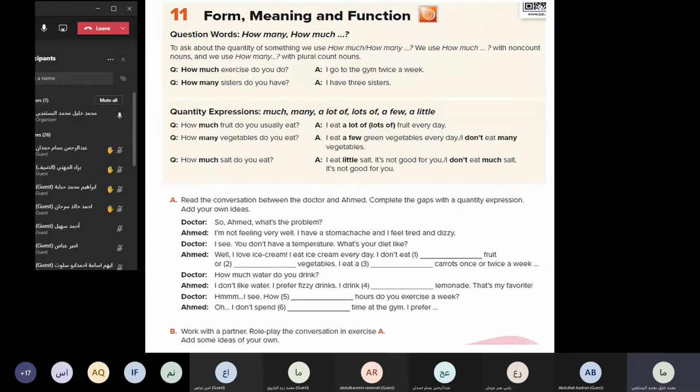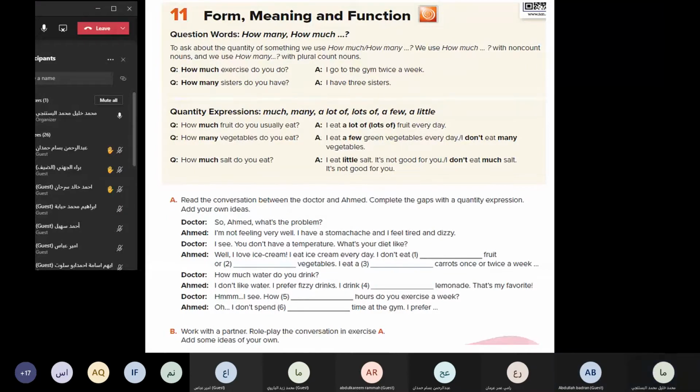Now, much is used with what? With the questions, as we said before, if you want to ask about uncountable nouns. We use much with uncountable nouns. And also it is used with negative sentences with uncountable nouns. I don't have much, for example, water.